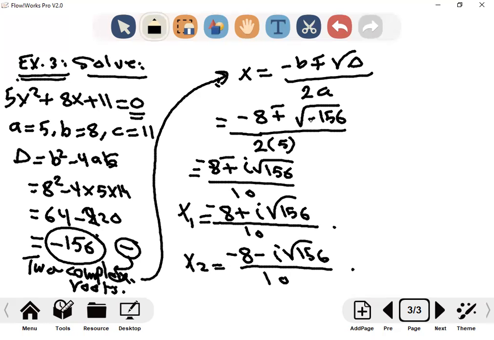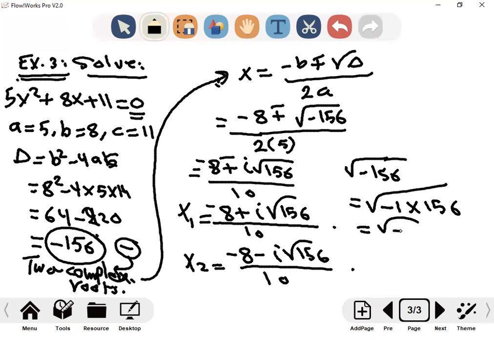We take it outside as square root. It is how much? i. We said before that i equals square root of negative 1. So this negative 156 is square root of -1 times 156, right? We did that before. Then we distribute the root. It will be square root of -1 times square root of 156, multiplied between them.